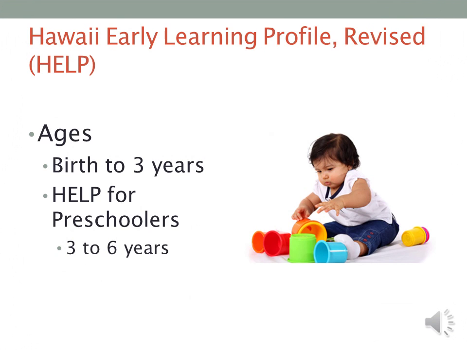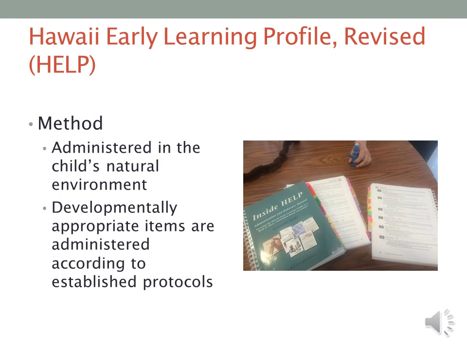Ages that this assessment accommodates are from birth to 3 years. There is another assessment, however, called HELP for Preschoolers that can accommodate children from 3 to 6 years. To conduct this assessment, the HELP is administered in the child's natural environment. Developmentally appropriate items are also administered according to established protocols set within the parameters of this assessment.